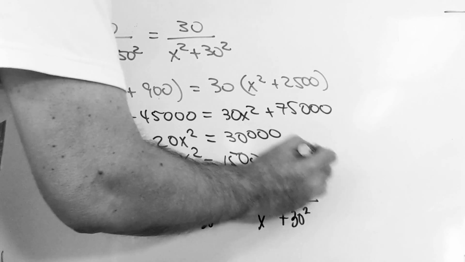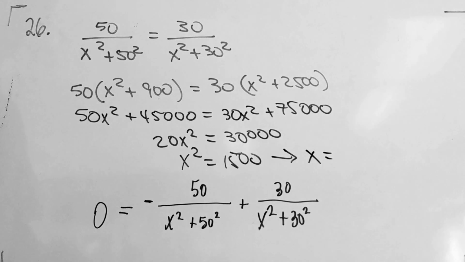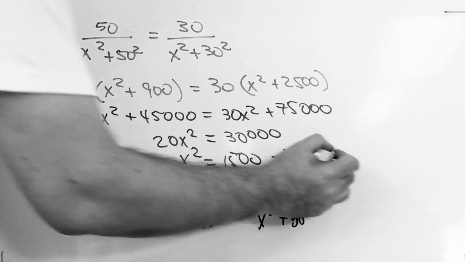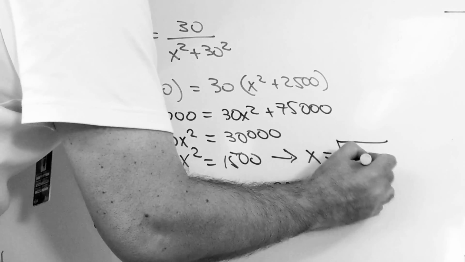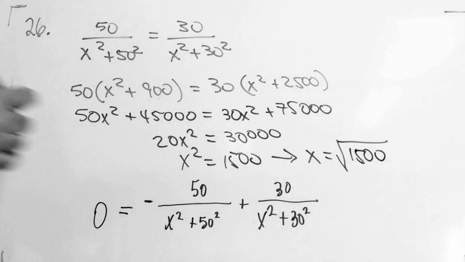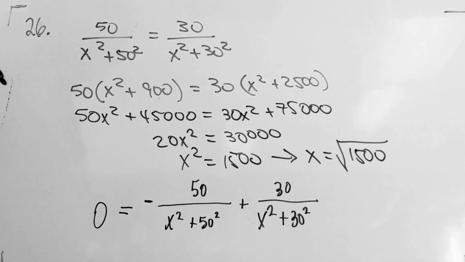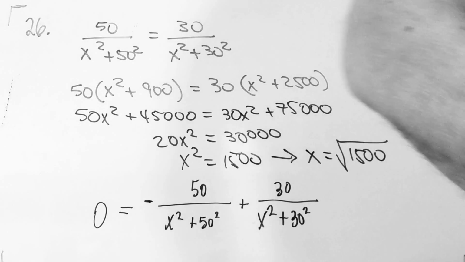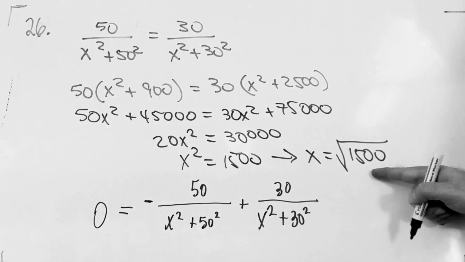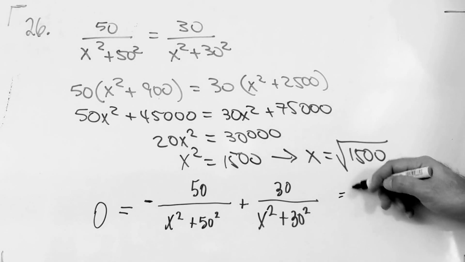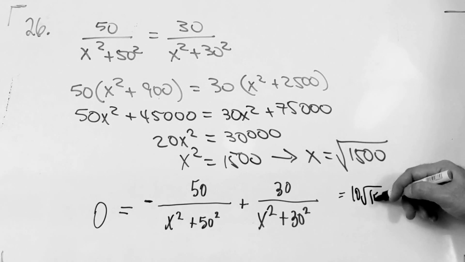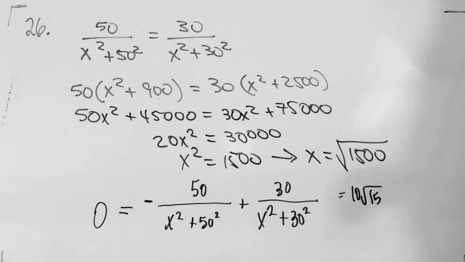And x, in this case we are only interested in the positive square root of 1,500, which is 30 something. Find this value of x. The exact value, 10 square root of 15, which we can write as a decimal. And that's it. Okay.